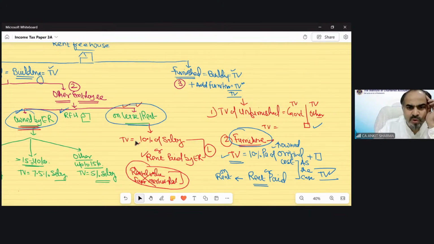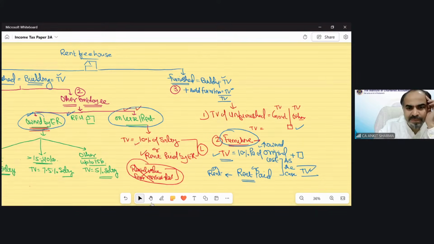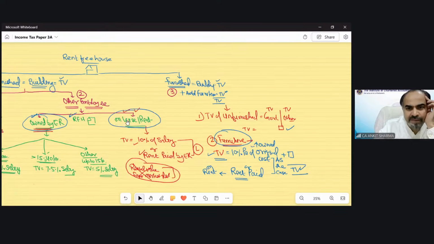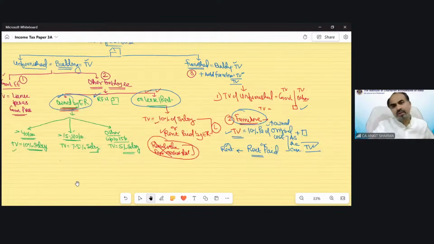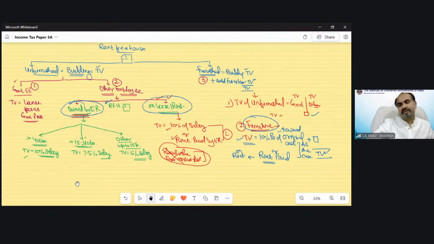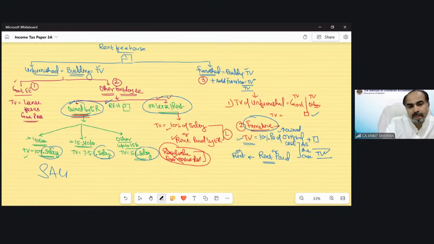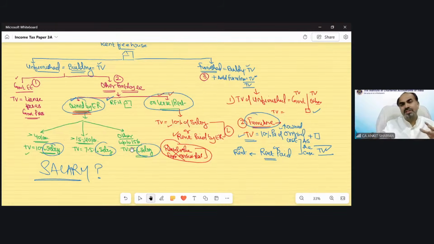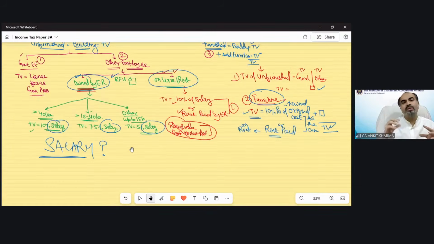If you look at this whole diagram, is there something we do not know till now, or is everything clear? Is there something you need to ask me? There is one thing you need to ask me, which is not clear yet. What is it? Can you identify that? The most important point in this whole diagram is this salary. What is the meaning of salary? Is it the gratuity C case? Is it something else? The main concept of rent-free house depends upon the meaning of salary.